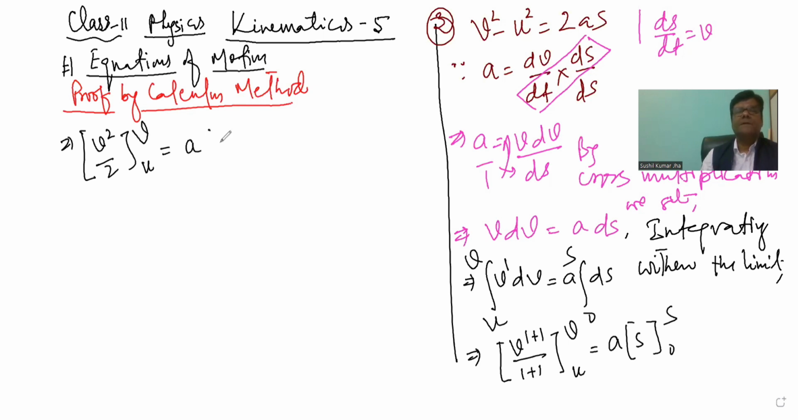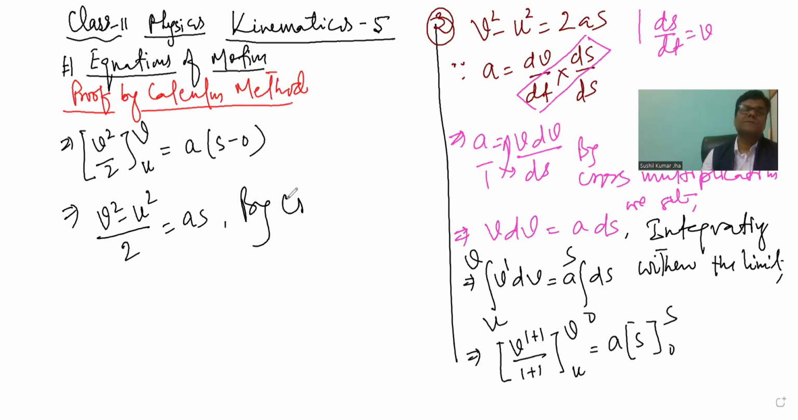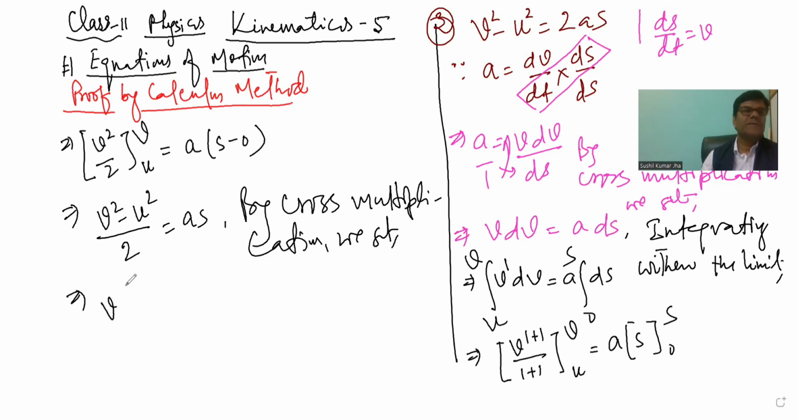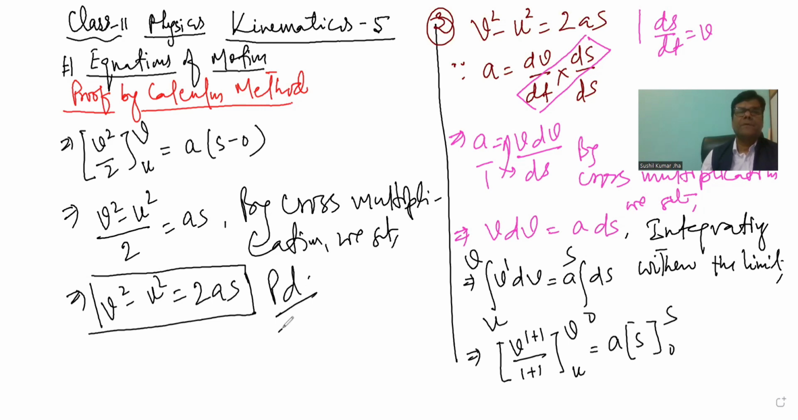A, this is s minus naught. So upper limit minus lower limit divided by 2 is equal to as, and then again we do cross multiplication. By cross multiplication we get v square minus u square is 2as, right? Proved.